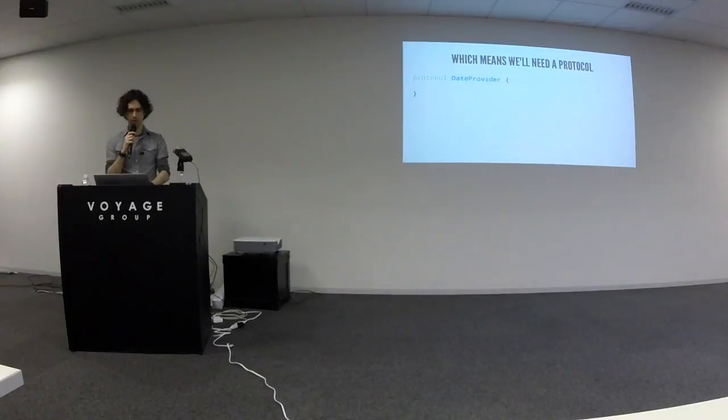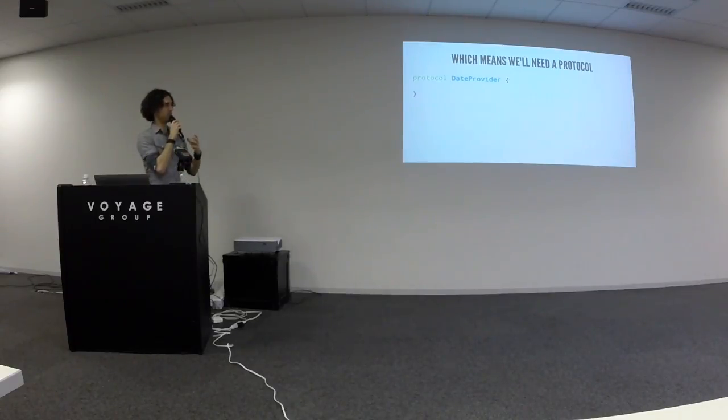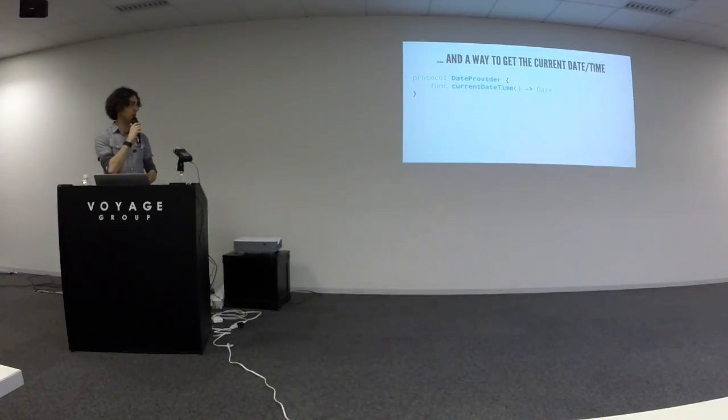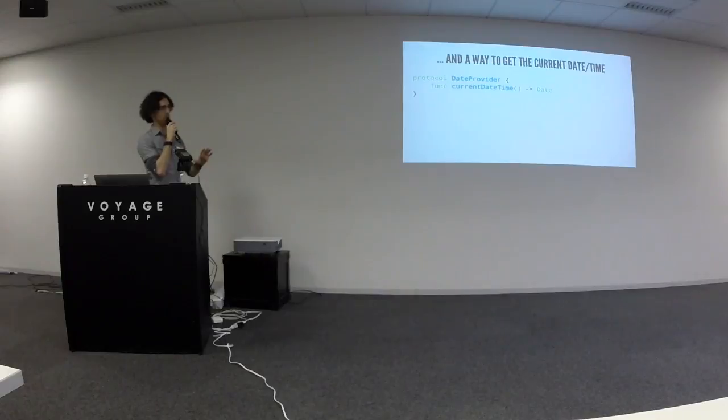So what is the date provider? We'll build a protocol. Why a protocol? Well, we'll get to that in a minute. So we want a date provider protocol that we can use. This method expects any object that conforms to this protocol to be passed into it. And it's going to have one method to give us the current date and time. That's the only responsibility of this protocol: to provide us with the current date and time, whatever that is. It should know.